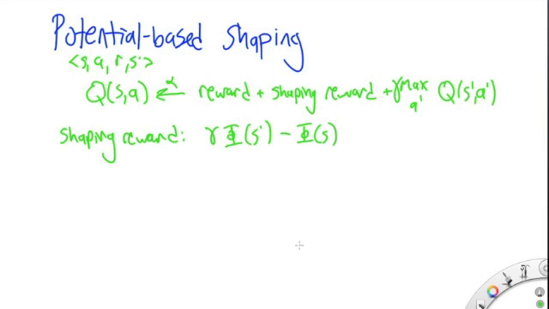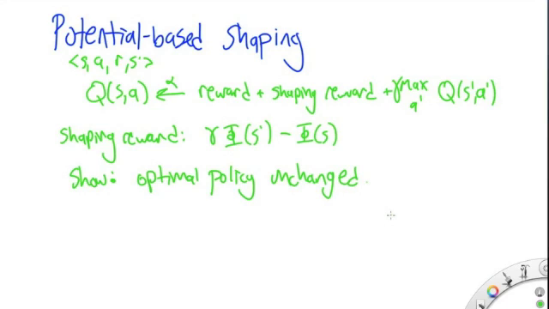And what Ng, Harada, and Russell show is that if we define the shaping reward by assigning every state this potential value, and it doesn't matter how we assign them, but we have some consistent way of assigning potential values to states, then the shaping reward that we use in this update here is to subtract off the potential of the state we just left and add a discounted version of the potential of the state that we're going to.